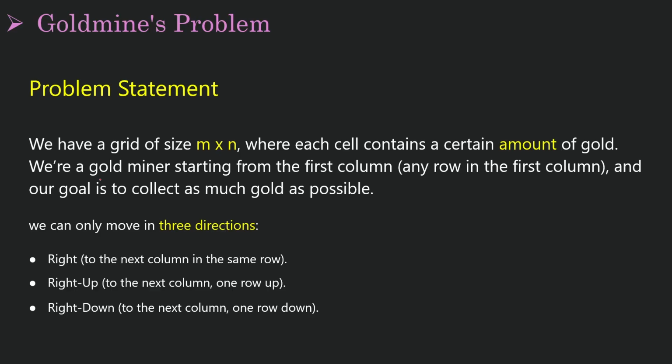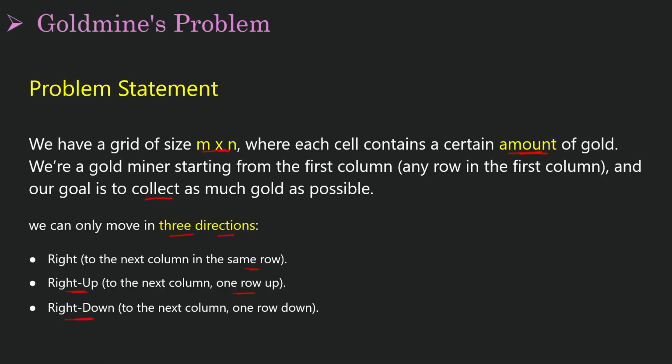Problem statement. Imagine we have a grid of size m by n, where each cell contains a certain amount of gold. We're a gold miner starting from the first column, which is any row in column 0, and our goal is to collect as much gold as possible. The catch is that we can only move in 3 directions. Right to the next column in the same row. Right up to the next column, 1 row up. Right down to the next column, 1 row down.